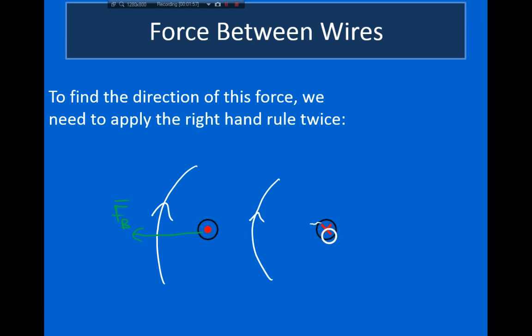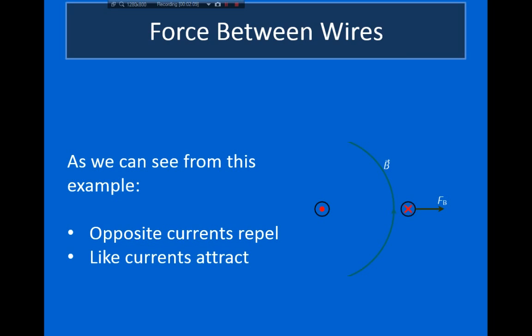So this wire is going to exert a magnetic force which points towards the left, and this wire is going to exert a magnetic force on this wire that's going to point towards the right. And it turns out that anytime you have wires that are carrying current in the opposite direction, there will be a repulsive force between them. And anytime you have wires that carry current in the same direction, there will be an attractive force between them.